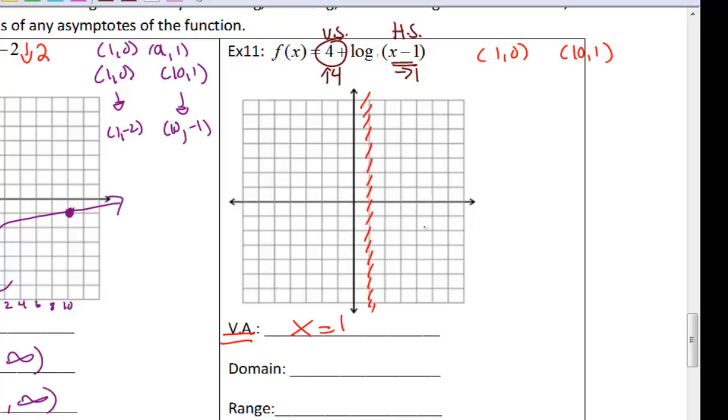So I have the point 1, 0. 1, 0 would have been right here. What do I need to do to it? I need to move it 1 to the right and then up 4 units. Up 1, 2, 3, 4. So there's my new point. What's that point? That looks like it's 2, 4. So that's the point 2, 4.